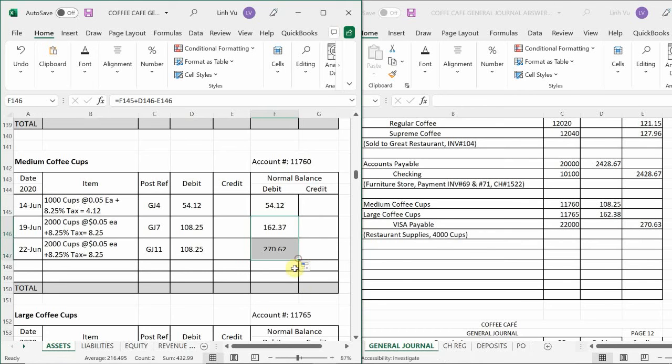I got 405.95. Did you add the entire amount in there? Yeah, I did. Okay, so it should be 270.62. Okay.